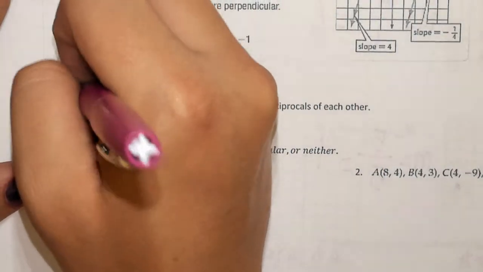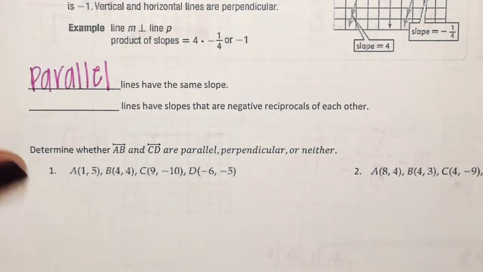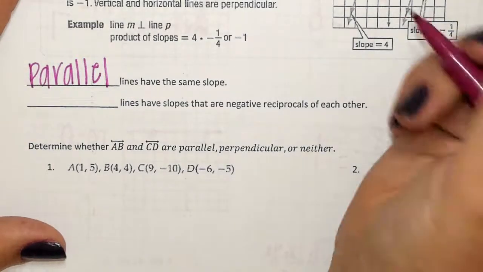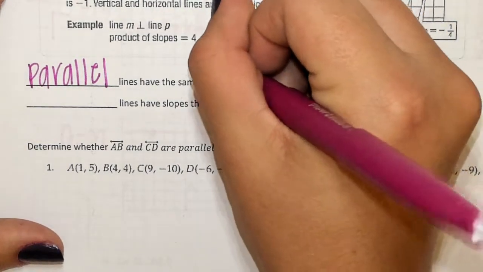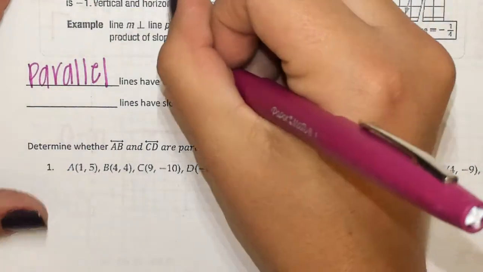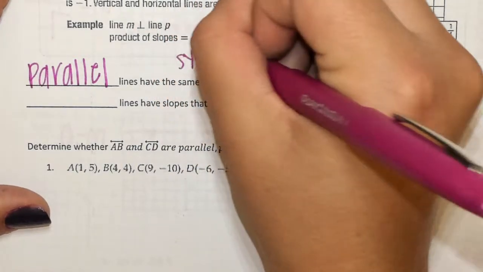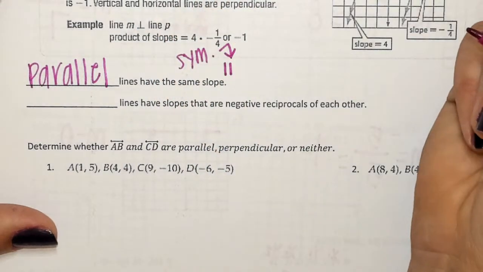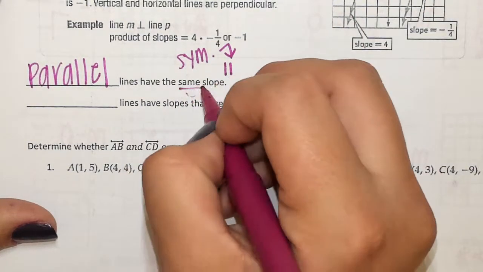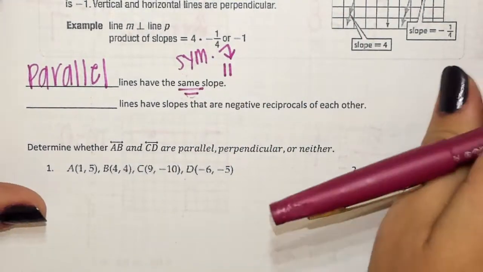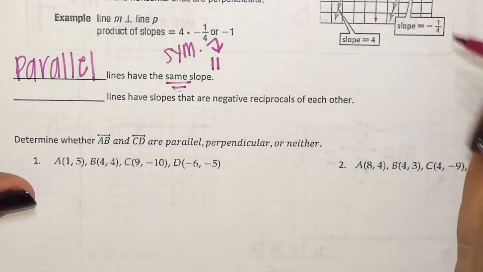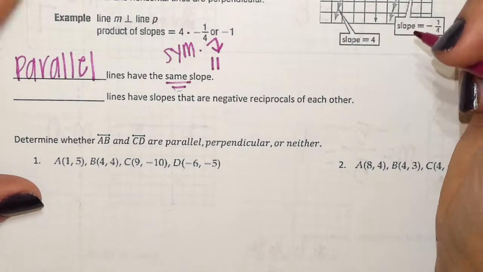parallel lines. Parallel lines. Do you know what the symbol for parallel is? It's just this. This is the symbol for parallel. Parallel lines have the same slope. So, do you remember slope-intercept form? Y equals mx plus b.